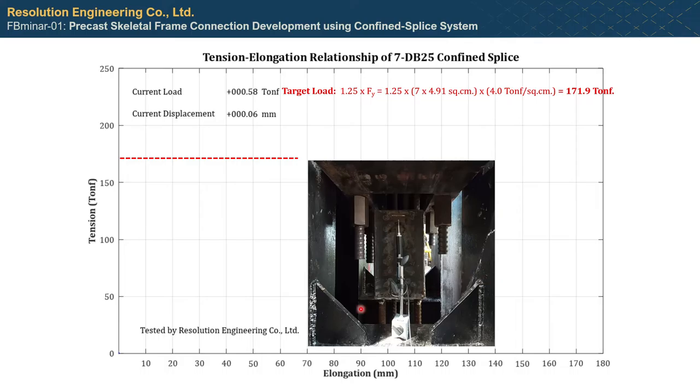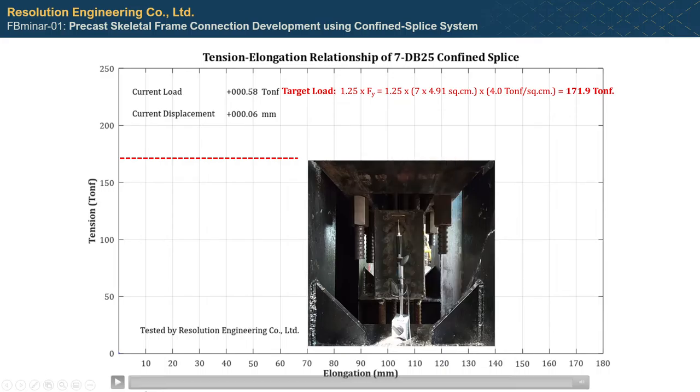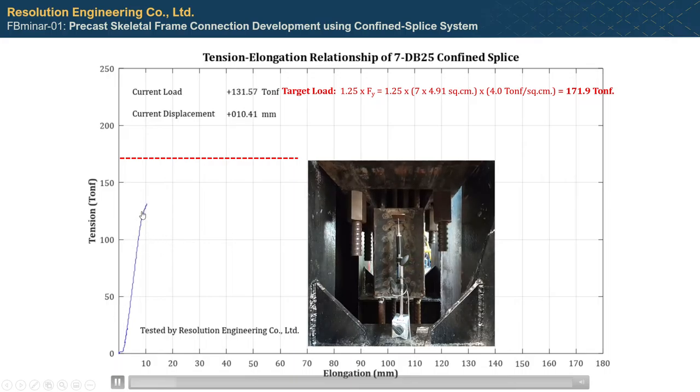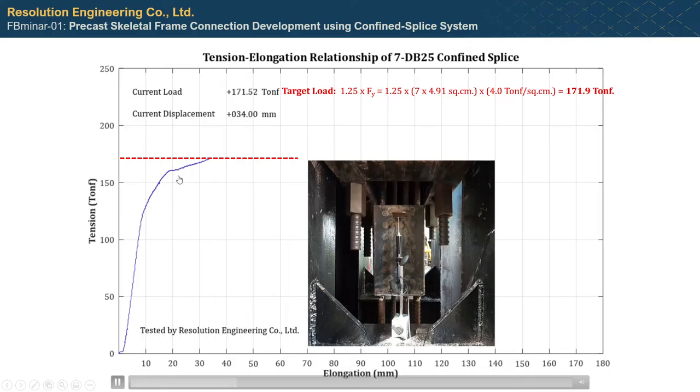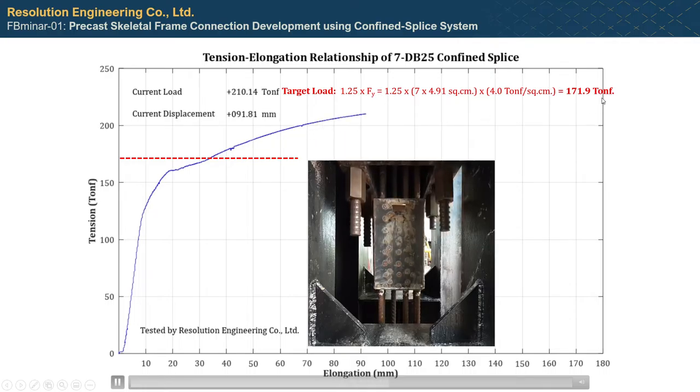Okay, next slide. Here I have to change the pointer. Now you're going to see the test of this. The graph and the video are synchronized. This is like PhD work. I did all this video. Okay, I have already passed the load requirement of 1.25 times the nominal yielding load. The target is 171 ton force, which is passed already.